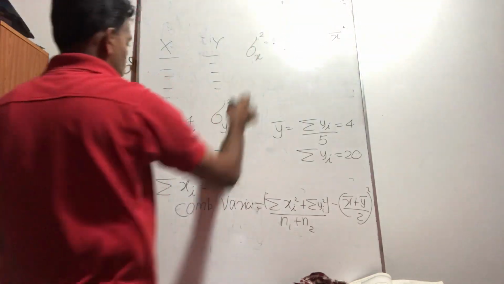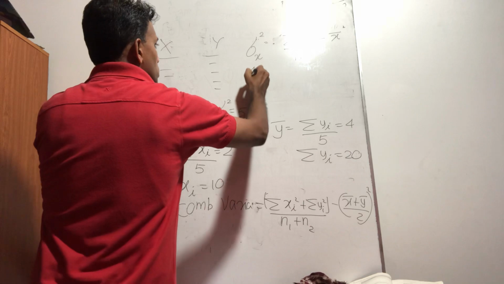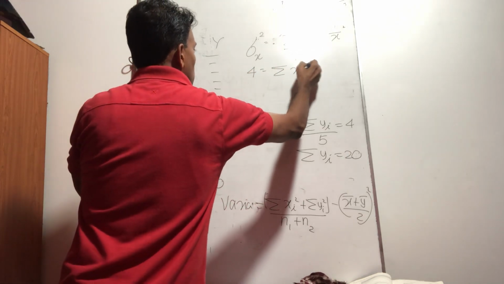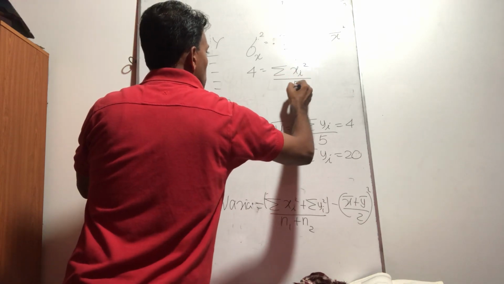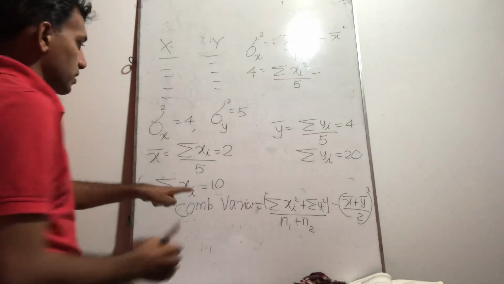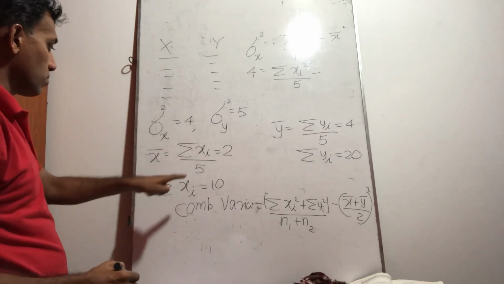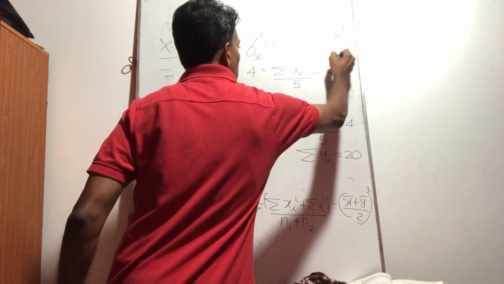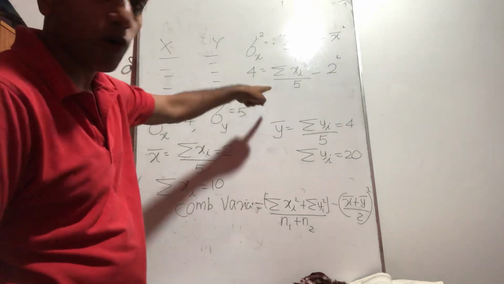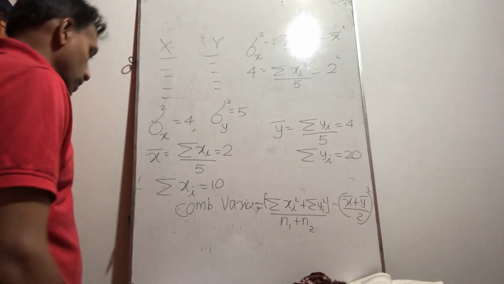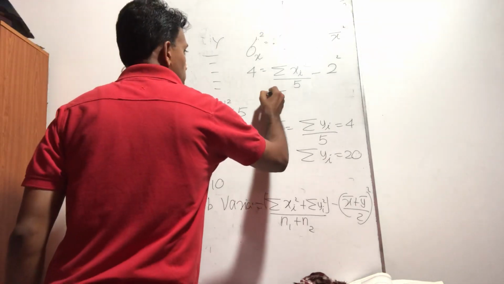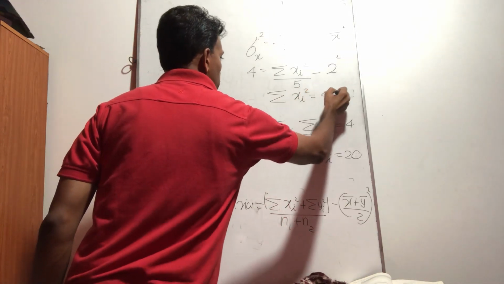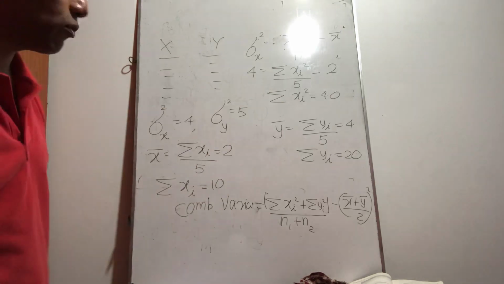So this is given as 4, equals sigma xi squared over 5 minus x bar squared. The x bar for the first set is given as 2, right? So 2 squared. Therefore 4 plus 4 is 8, times 5, 40. Sigma xi squared is 40, right?